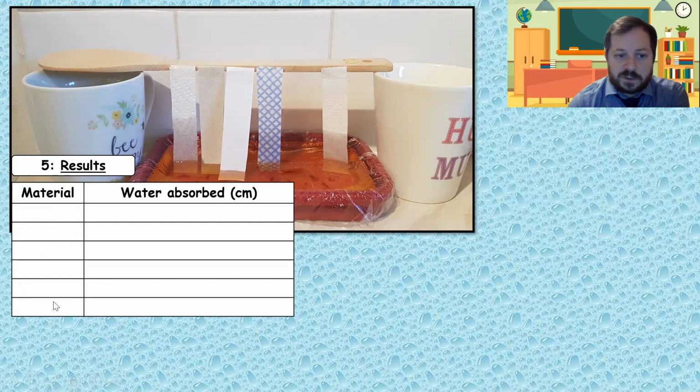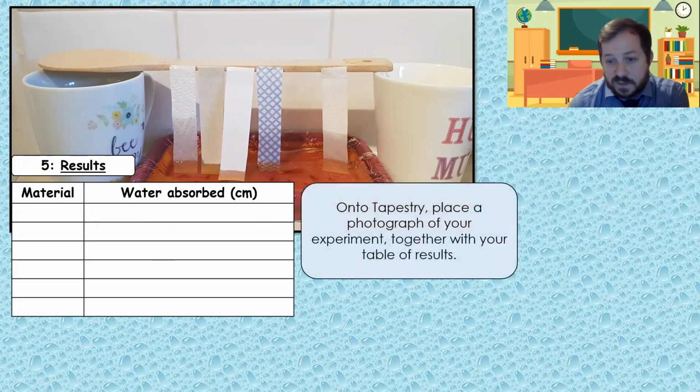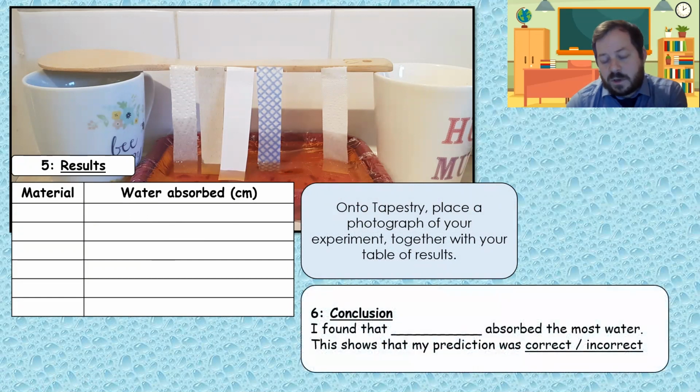We put whatever the materials are down here and how far up they've been absorbed. And whatever you're measuring in, so we're measuring in centimeters or millimeters, whatever you happen to be measuring would go here, and then you can just write the data in there. A last and final thing, just to finish off the test, is that you need to think about your conclusion. So your conclusion is, I found that whatever the material happened to be absorbed the most water. This shows that my prediction was correct or incorrect. And for bonus points, you could write why you think that may have been.